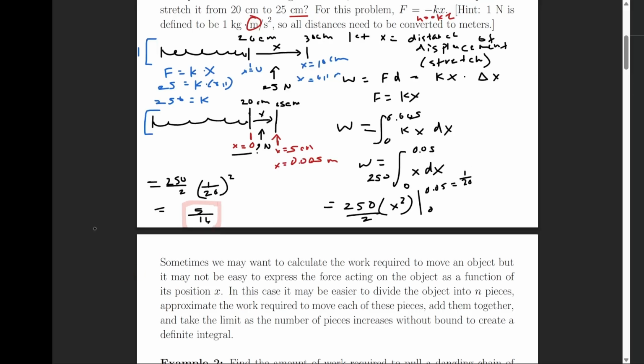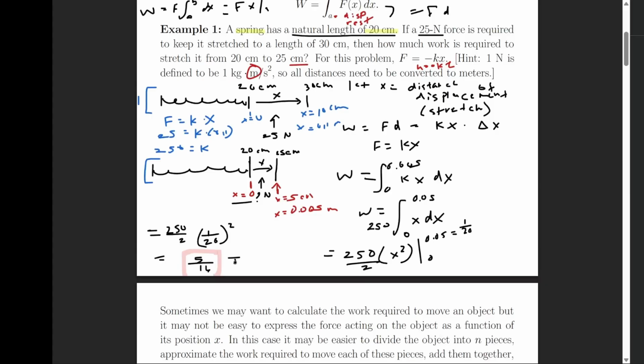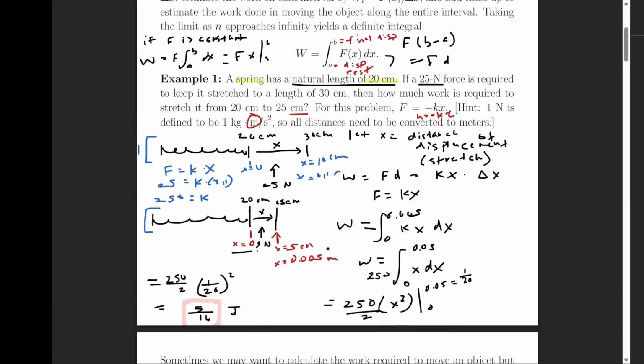If this was physics, you would have to put the unit, which is joules, but since this is calc, I'm pretty sure you don't need the unit. But yeah, that's your answer. That was your pause the video. Hopefully my handwriting's legible. It's a little bit cramped, but whatever.